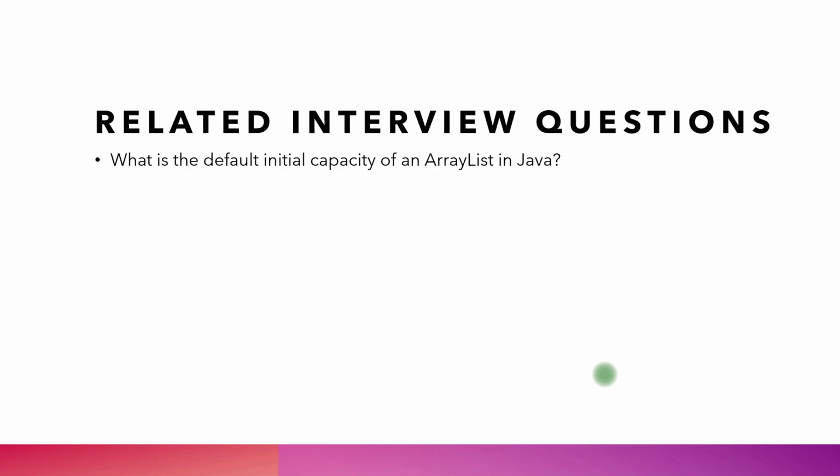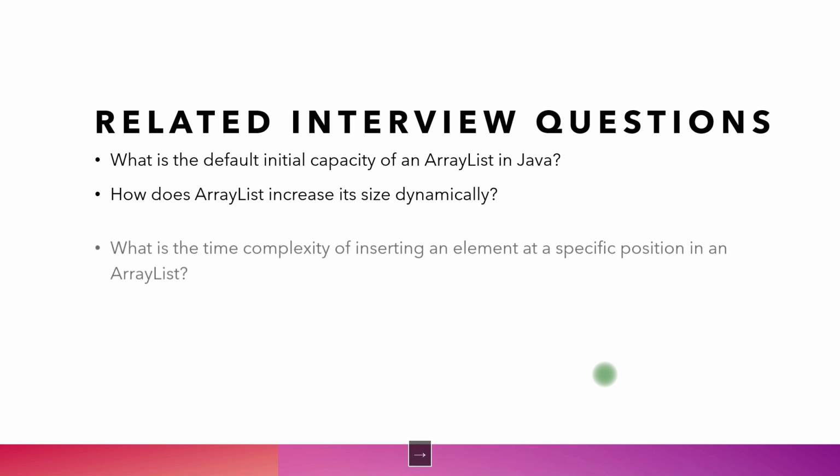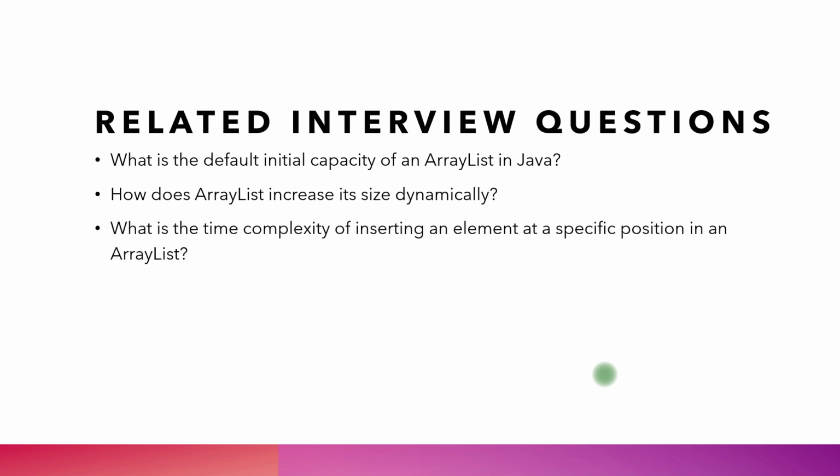So what is the default initial capacity of an array list in Java? How does array list increase its size dynamically? We saw that. What is the time complexity of inserting an element at a specific position in an array list? That is order of n, that we saw. How do you ensure thread safety while using array list?